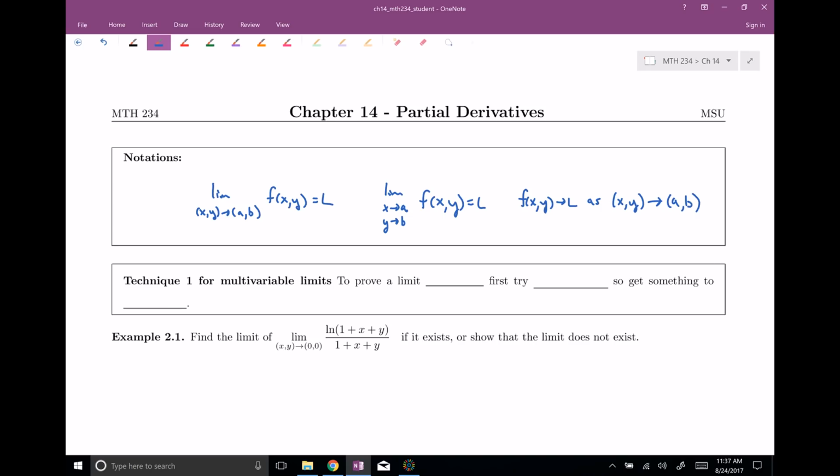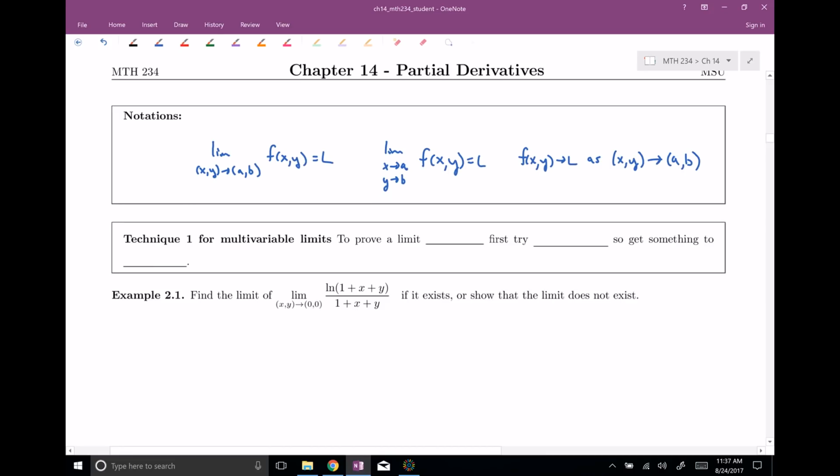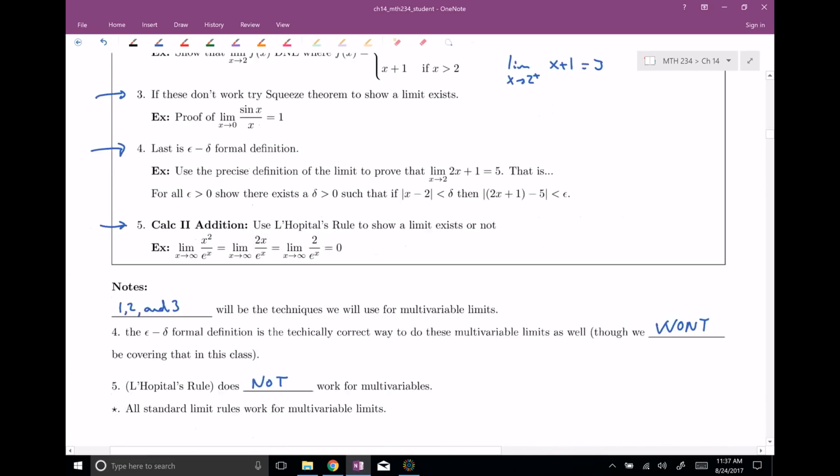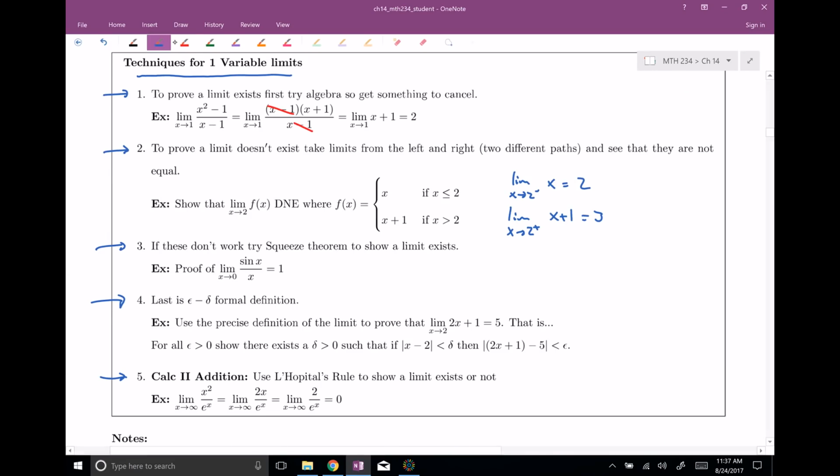Okay, so I would like to go through the first and nicest technique for multivariable limits in this video, and that's where we will end. So I want to prove a limit exists. First try algebra to get something to cancel. We're following these 1, 2, and 3 from up here. So this is the first one that we learned back in our Calc 1 days. To show that a limit exists, use a little bit of algebra, try to get something to cancel, and then you can just plug in.